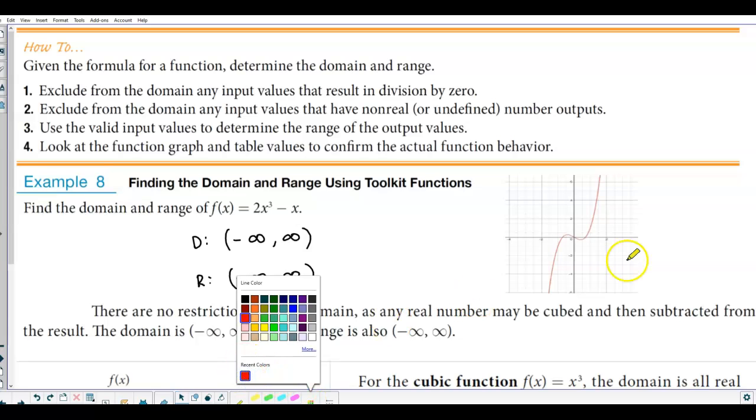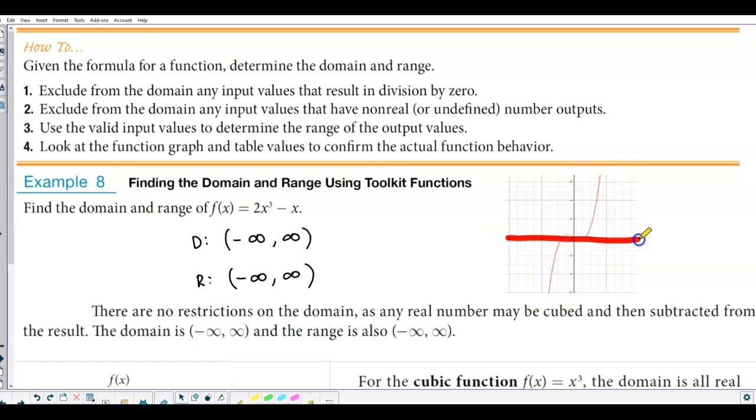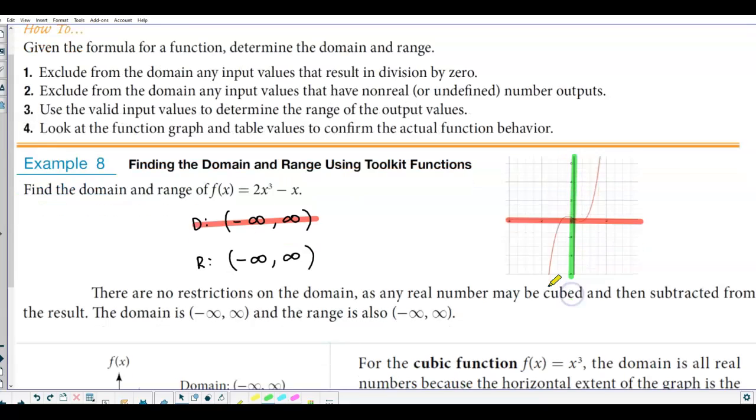the domain, it's continuing down, it's continuing up, so we're going from negative infinity to positive infinity. So there is our domain, and then we know our range is going from negative infinity to positive infinity. But again, our toolkit basically gave us that information without having a graph.